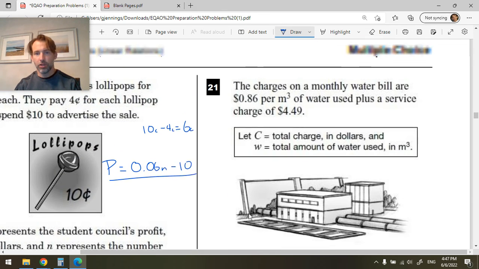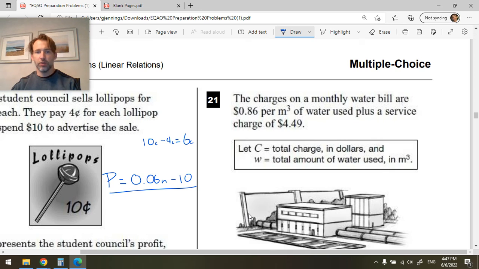All right, let's talk through it. Okay, there's a service charge of $4.49. So that means you just pay that. Okay, so the cost is equal to that service charge, and then you're going to add on 86 cents per every meter cubed. Going to multiply the number of meter cubes you use by this amount and then add the service charge.